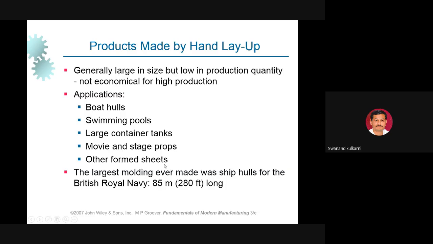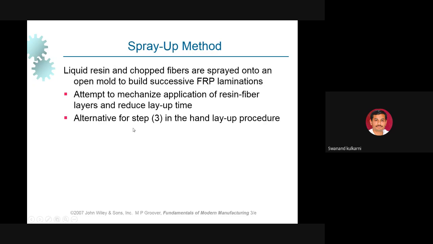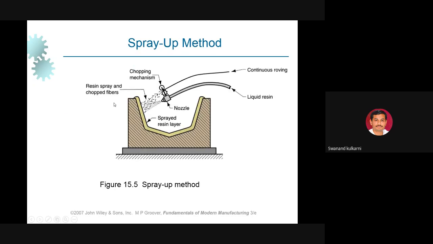The largest molding ever made was a ship hull for the British Royal Navy. That is 280 feet long. You can understand how long that is, 280 feet long. If we see here, it is approximately 100 meters. So that much length of this mold has been manufactured with the help of this hand layup technique. It is very simple, and you can use it here.